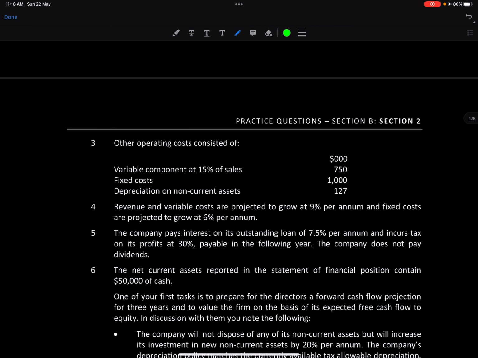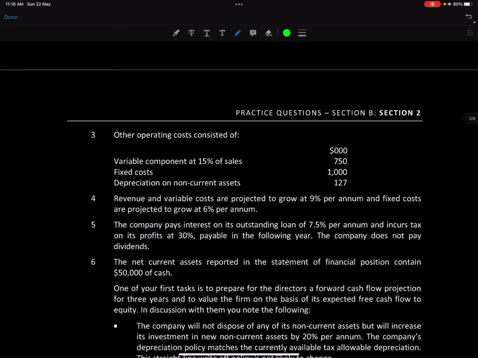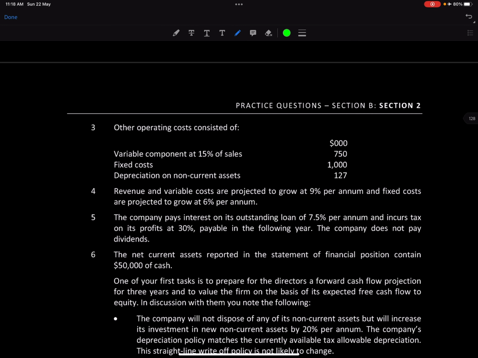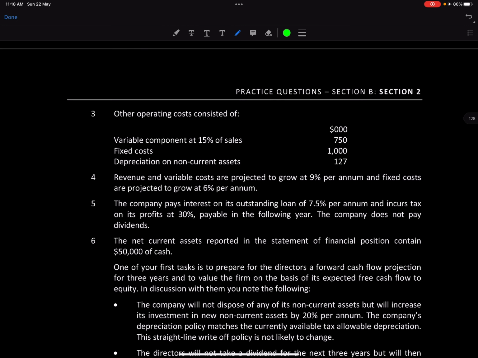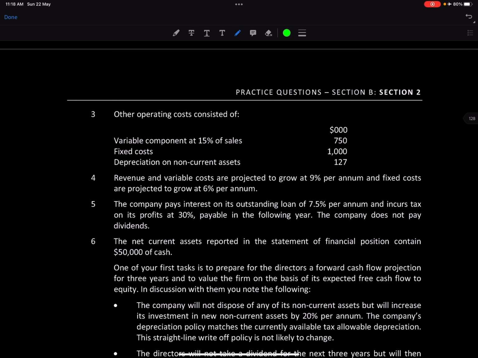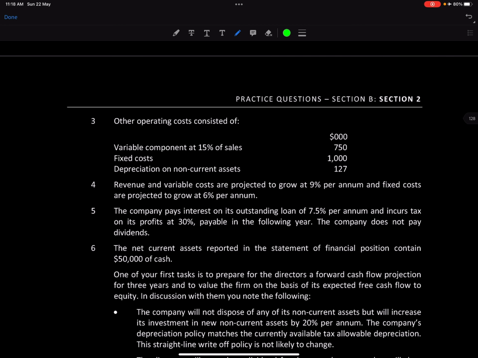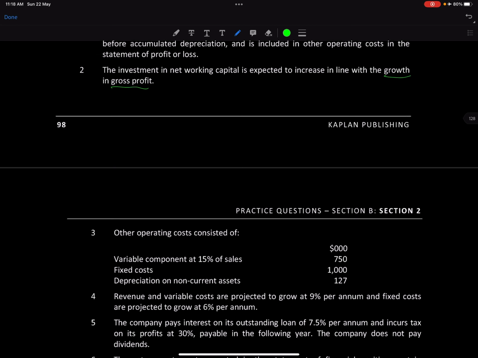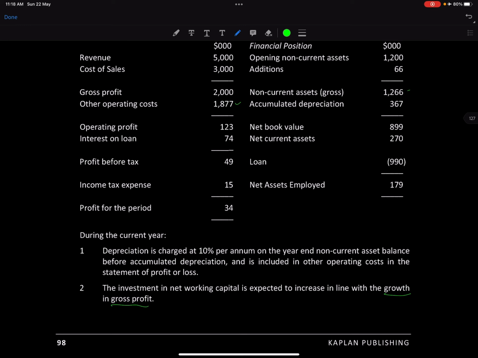Okay, revenue and variable costs are expected to grow at 9% per annum. Fixed cost is estimated to grow at 6% per annum. Okay, the company pays interest on the outstanding loan of 7.5% per annum and incurs tax on its profit at 30% payable in the following year. Payable in the following year, not this year. Does not pay dividends. Okay, so this is the tax liability for the last year then. It's not payable currently, right?